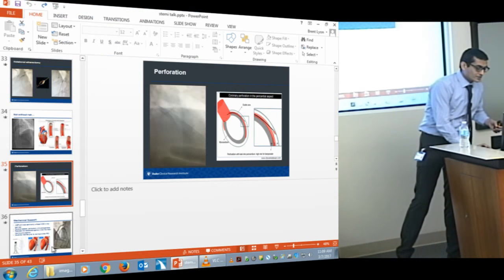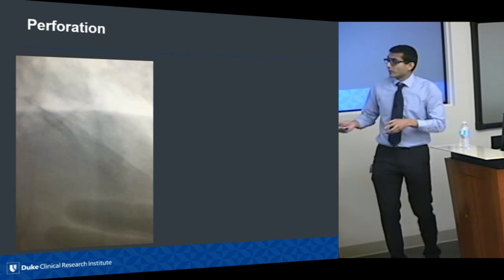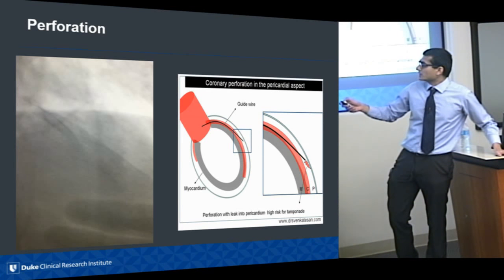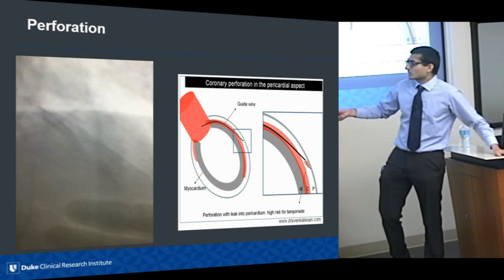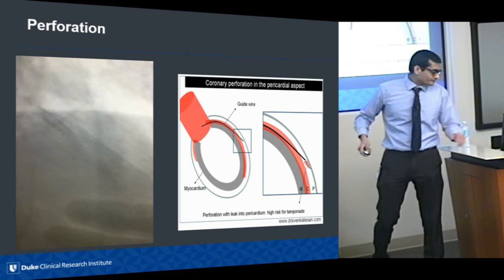Patients can get really unstable quickly because blood's flowing out of the heart into the pericardial space. And in that case, what happened is essentially there was a wire that was going down the artery. The wire went into a small branch, poked through that branch, and then allowed blood to flow out into the pericardial space. This patient had to go to the OR to get that artery ligated.